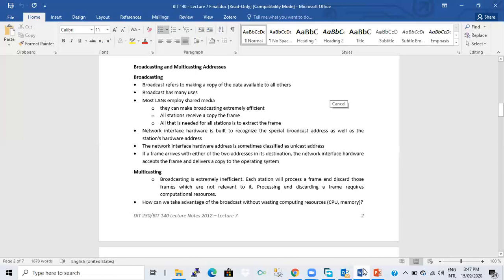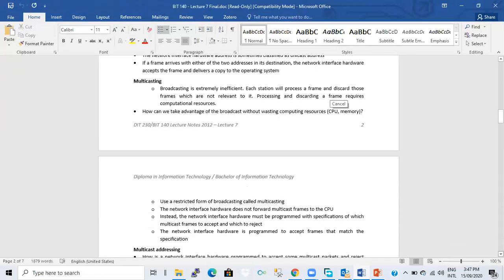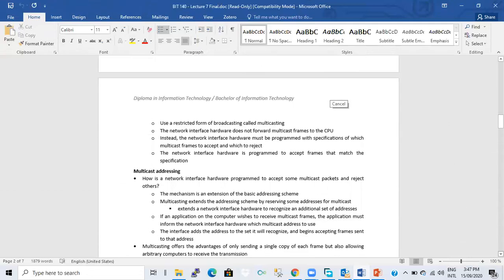Each session will process a frame and discard those frames that are not relevant to it. Processing and discarding a frame requires computational resources. How can we take advantage of broadcasting without wasting computational resources, either the CPU or the RAM? I've given outlines there on how we can take advantage of that. So just read through, you should be able to follow and understand.